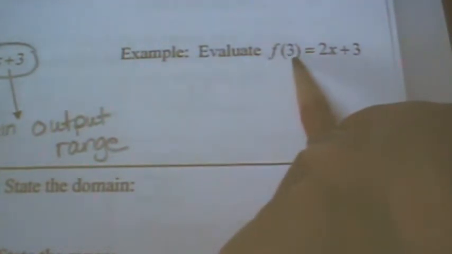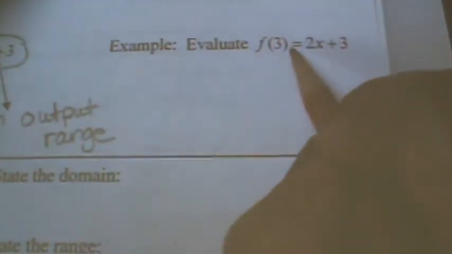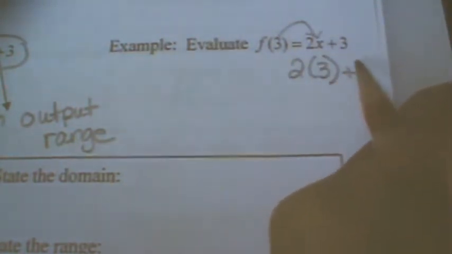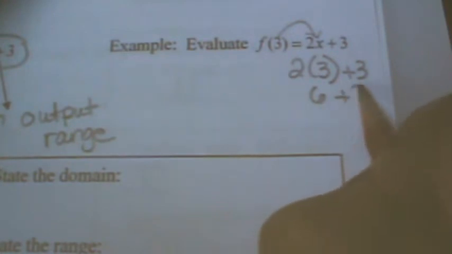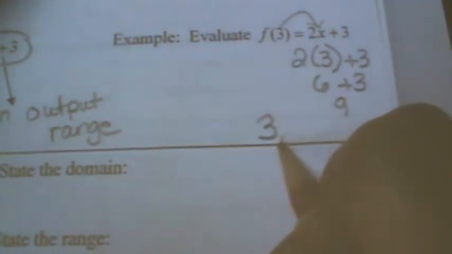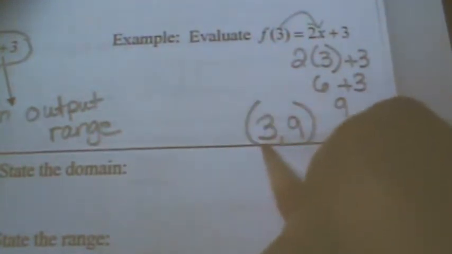So if you saw something like this, evaluate f of 3, what do they want you to do? Plug in 3. Plug 3 in here. So what is 2 times 3? 6 plus 3 is 9. So when x is 3, what's the output? 9.